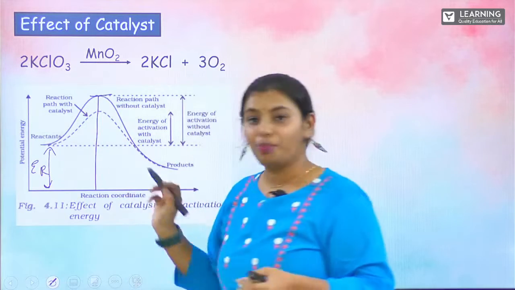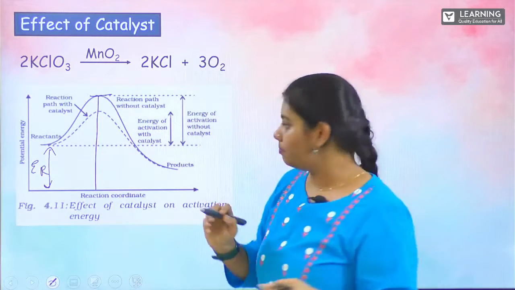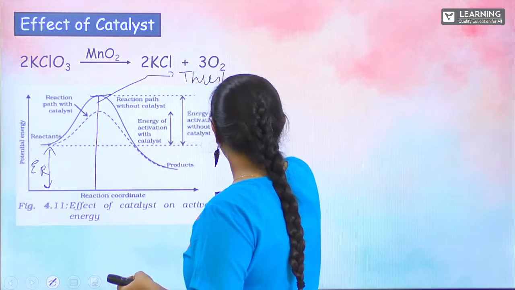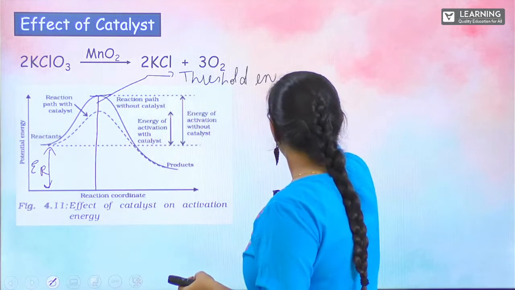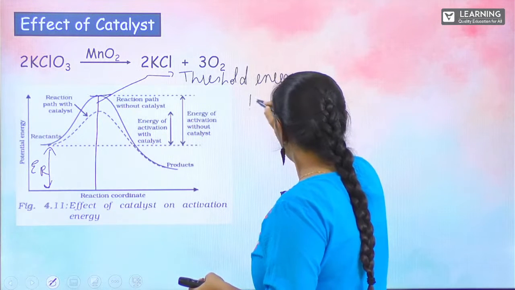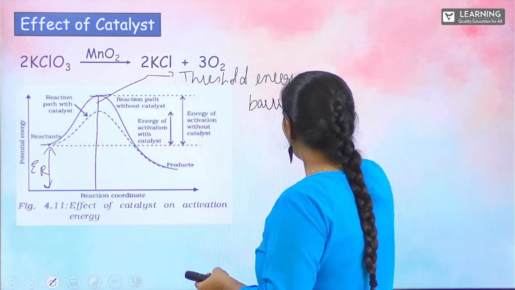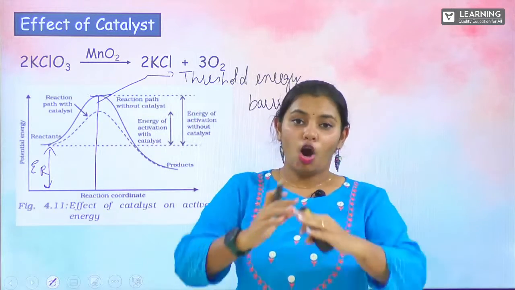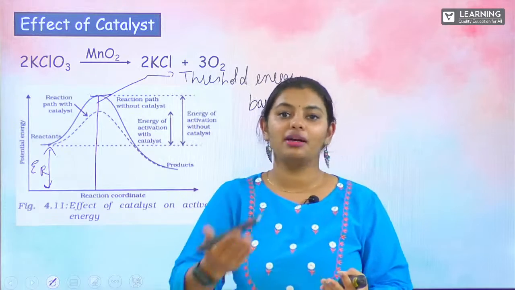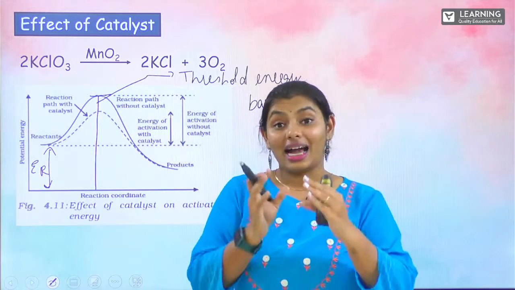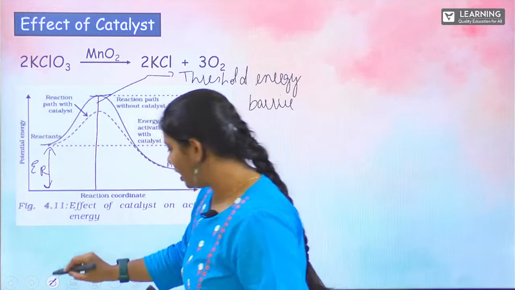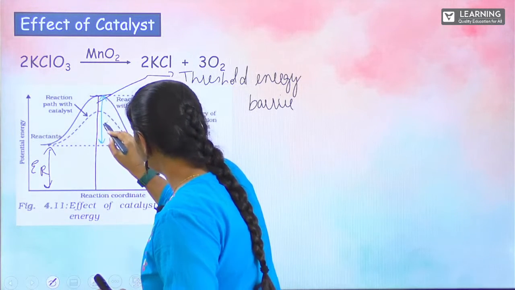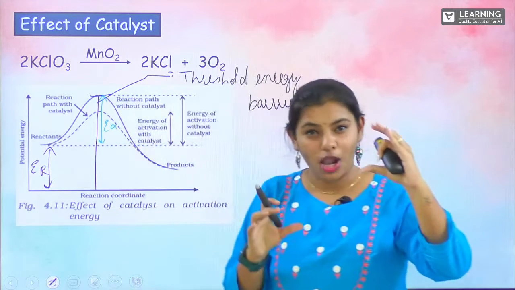This is going to be our threshold energy barrier. What do we mean by threshold energy barrier? We already saw it, right? That is the amount of energy on the whole required for the chemical reaction to take place. Activation energy is only so much. It's just the small part.